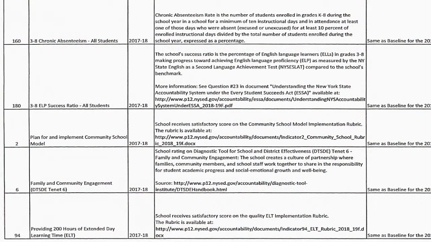And tenet 6 deals with the school creating a culture of partnership. So again, if we're a community school, there's a strong correlation with partnerships. And then you're looking at community members and school staff working together to share in the responsibility for student achievement. And I cannot say enough for student academic achievement, progress, and social emotional growth and well-being. And together, collectively, we'll be discussing different ways that we will be doing that.